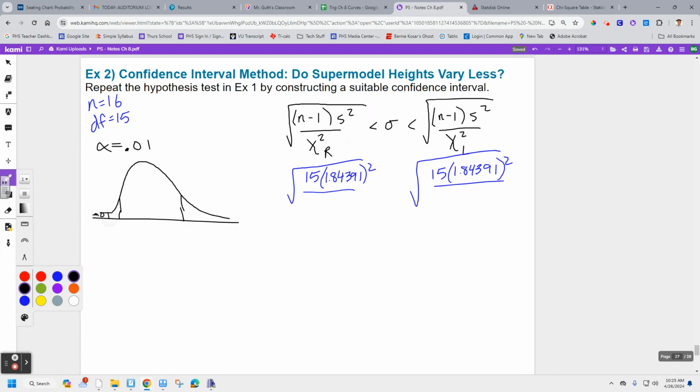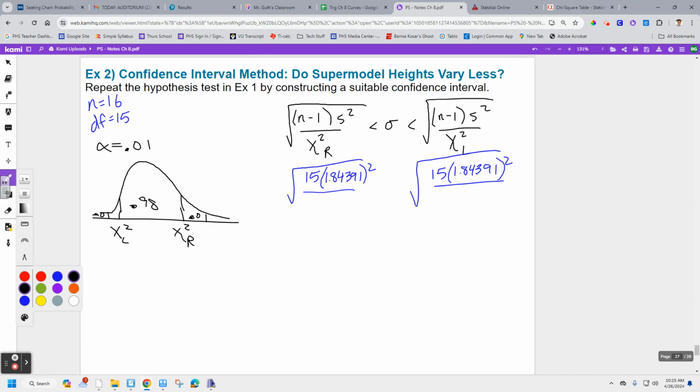This is 0.01 and this is 0.01, so this must be 0.98 right here. This picture looks like this: chi-squared L, chi-squared R. But still, in order to find those two numbers, usually we can look at a chi-square table.